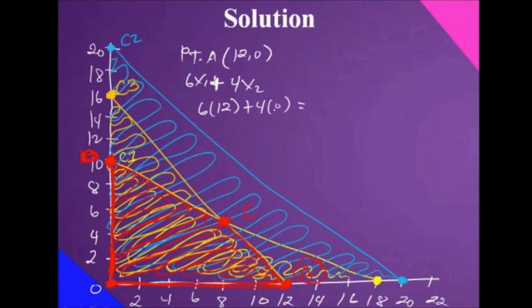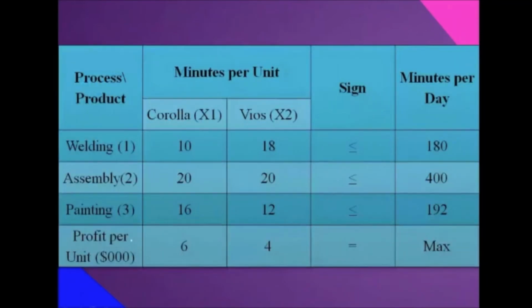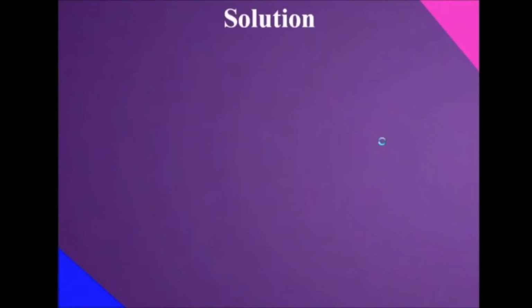This will give us a profit of 6 times 12 is 72, and 0 naman ito. So 72, kung babalikan natin, this is in thousands. Sabi kasi dun sa ating table, lahat daw ng profit ay naka $1,000. Ayan, so $72,000.